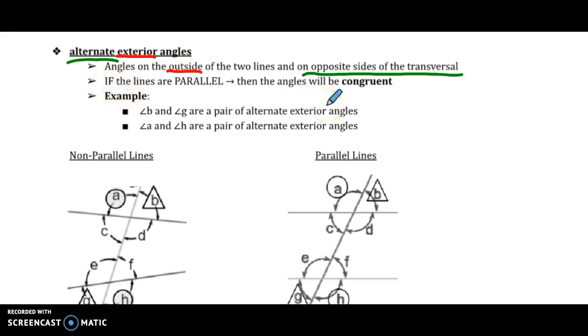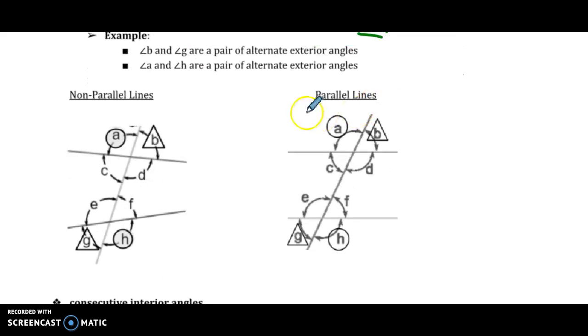If the lines are parallel, the alternate exterior angles will be congruent. Right? However, again, this just designates where they are when the two lines are crossed by the transversal. So alternate exterior means outside of the two lines. So A and H are outside of the two lines and on opposite sides of that transversal. Similarly, B and G are outside of those two lines on alternate sides of the transversal. Remember, your transversal is the line that intersects two or more lines, so that would be your transversal here.